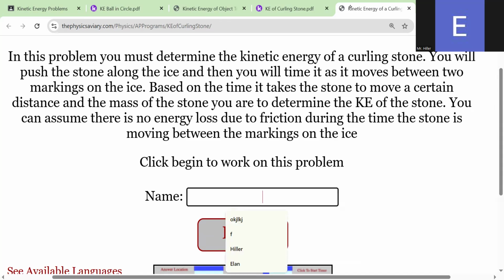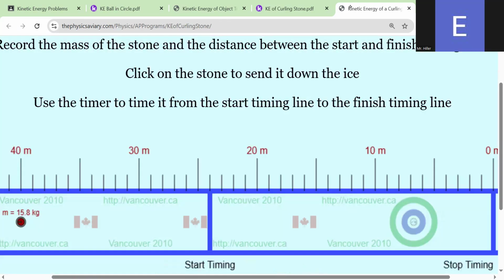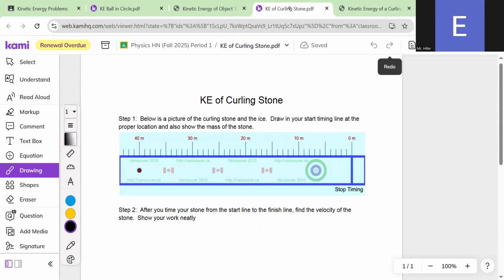All right, here we go. To start, we have to record the mass of the stone, and we're going to record the distance between the timing lines. You can see the mass of my stone is 15.8 kilograms. So I'm going to record that.